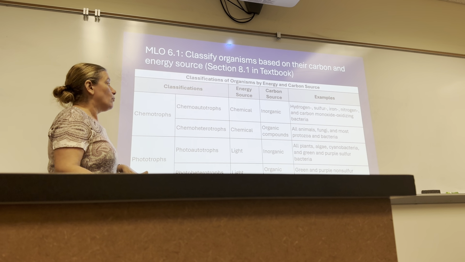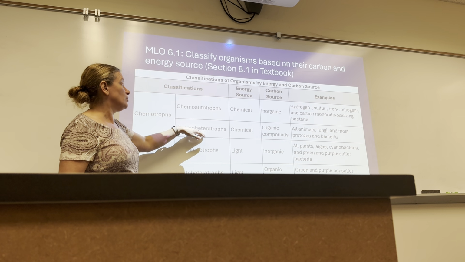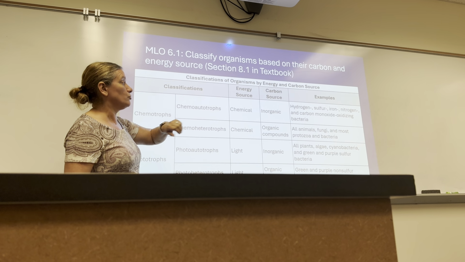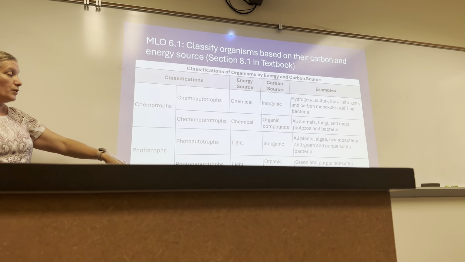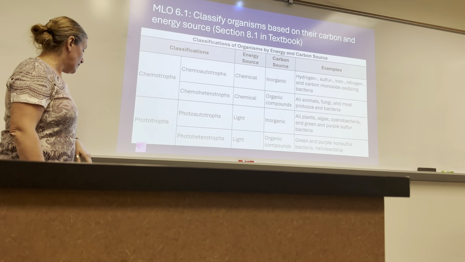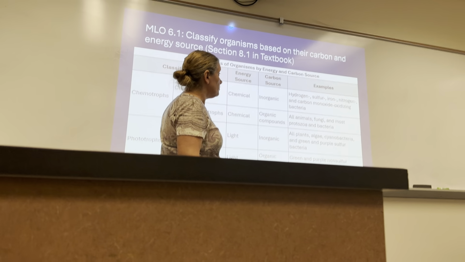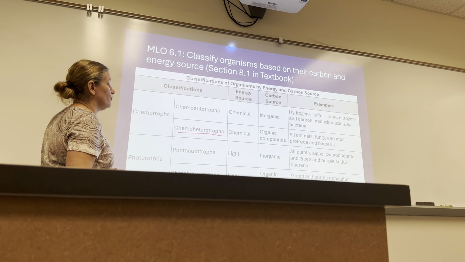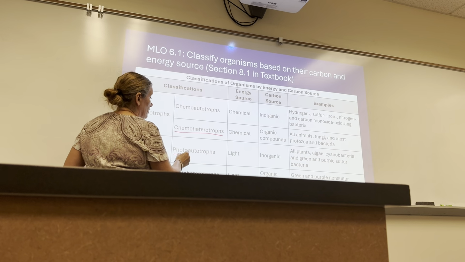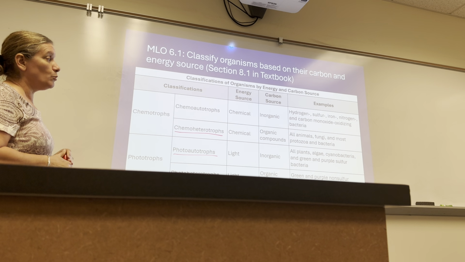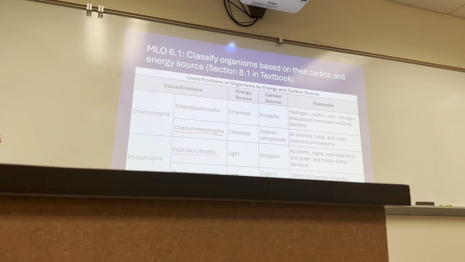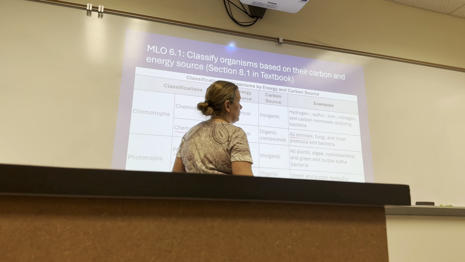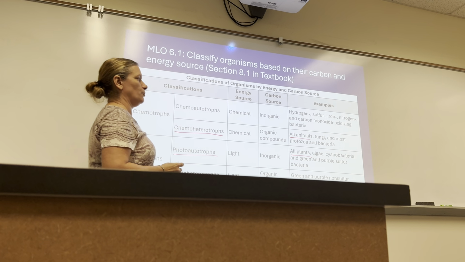Now when we combine those, we have the chemoheterotrophs, where chemicals provide the energy and organic material provides the carbon, or we have our photoheterotrophs. Now in general biology, chemoheterotrophs and photoautotrophs were probably your biggest focus when talking about these different groups, and that is because all animals fall into this group and all plants into the other group.